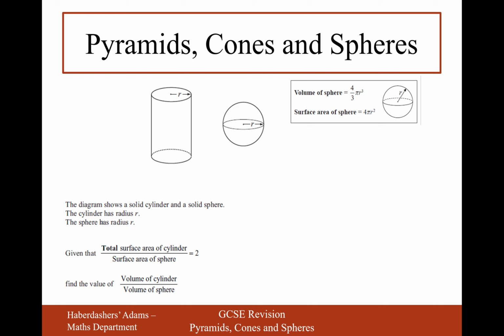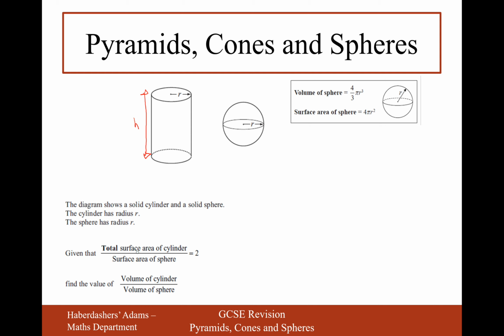Right then, so in this question here we have a cylinder of radius r and I assume height h. If the total surface area of the cylinder divided by the total surface area of the sphere is 2, find the volume of the cylinder divided by the volume of the sphere. Right, okay, let's go through this one then.